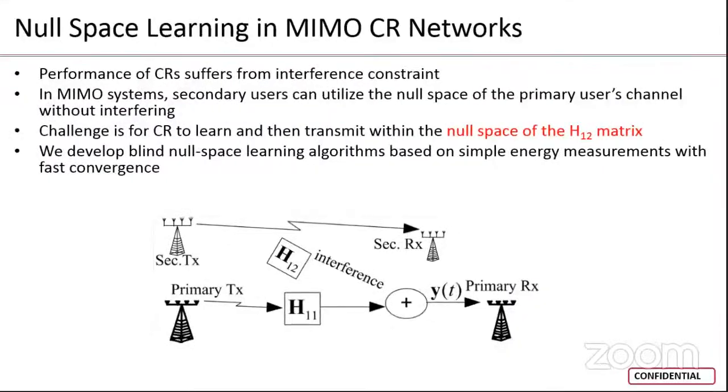We also should have an idea about null space learning in MIMO cognitive radio networks. The performance of cognitive radio suffers from interference constraints. In MIMO systems, the secondary users can utilize the null space of the primary users' channel without interfering. So the challenge for cognitive radio is to learn and then transmit within the null space. We also develop blind null space learning algorithms based on simple energy measurements with fast convergence.